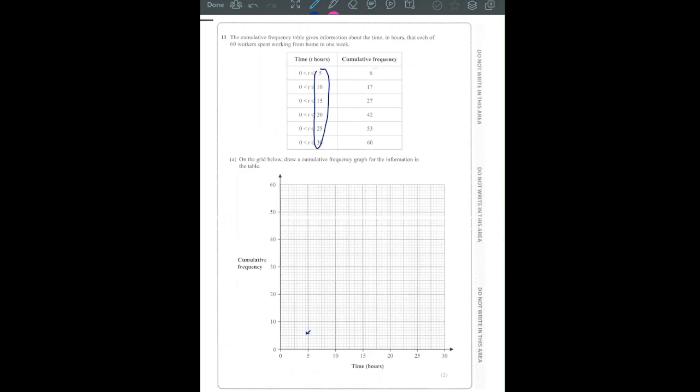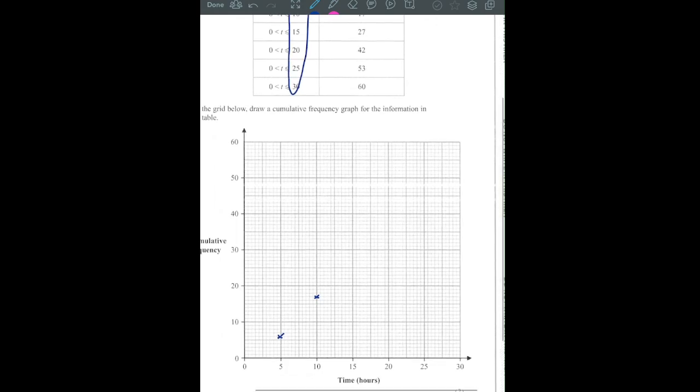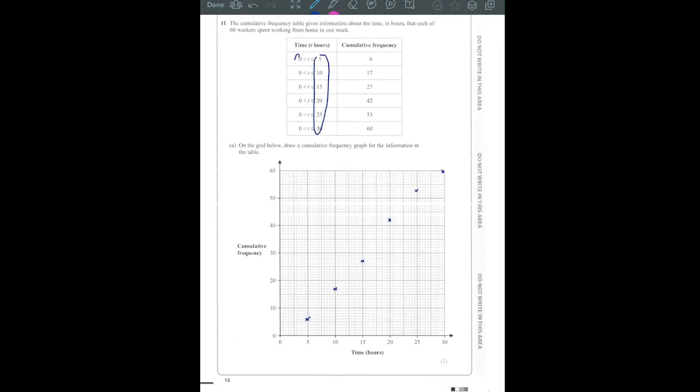10 is at 17. Notice that we're going up in 10, so each little box is going up in ones. 15 is at 27, so that's 2 above the middle of 20 and 30. 20 is at 42. 25 is at 50, 1, 2, 3. And 30 is at 60. Now you don't have to, but a good habit is also to plot the lower limit, the lower part of that inequality. At the lower part, you're at 0. So you don't have to, but you can plot 0, 0 as well.